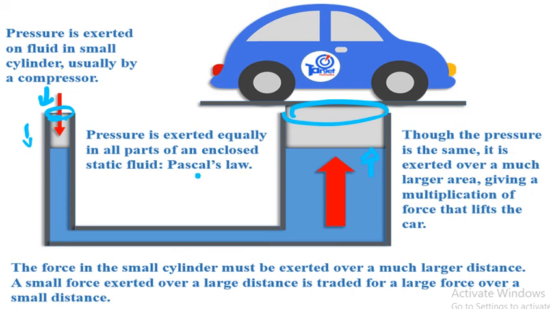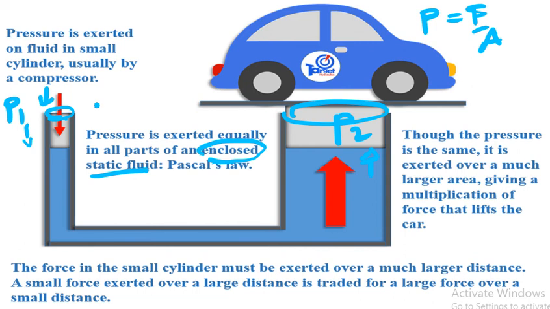So Pascal's law, what does he say? He is a physicist, his name is Pascal. What did he say? Pressure is exerted equally in all parts of an enclosed static fluid. Static fluid means the fluid is at rest, it's not moving, and it's enclosed at the same time. So think of that. The pressure here, P1, is the same as the pressure here. But remember, pressure is equal to force over area. That means pressure 1, it's the same as F1 over A1. It must be equal to pressure 2, which is F2 over A2.